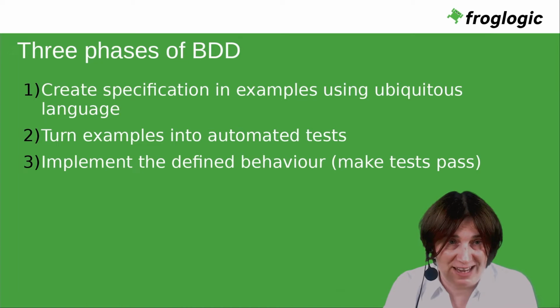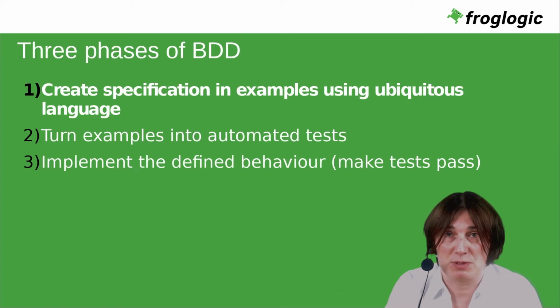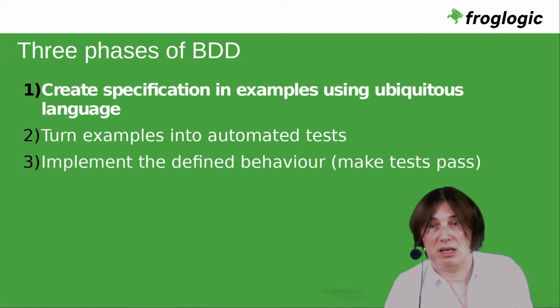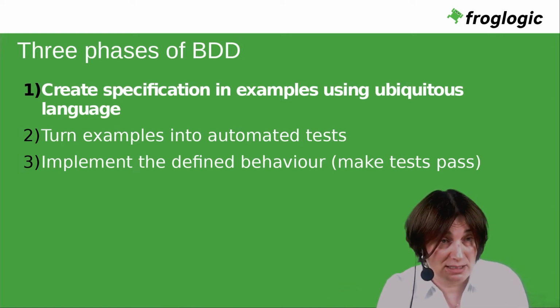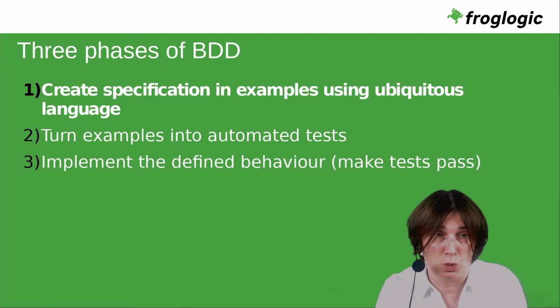So in the first phase of behavior-driven development, we create a specification with the focus on the behavior of the software, with the focus on what exactly we want to build and some examples of what we want to build. We communicate using this ubiquitous language and hash out our differences and come to a shared understanding. And in the second step, we take those examples, the specification of the features and the user stories, and we turn them into automated tests.